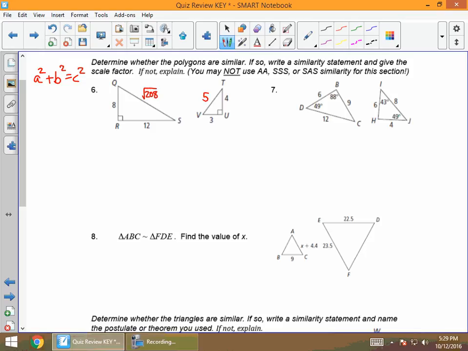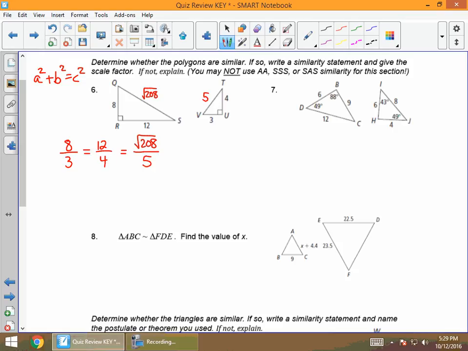And now I'm going to set up my proportion. So 3 sides, so 3 proportions. I'll go small side to big side. So looking at my left triangle, triangle QRS, the small side is 8, the middle side is 12, the big side is radical 208. On the triangle TUV, small side is 3, then 4, then 5.